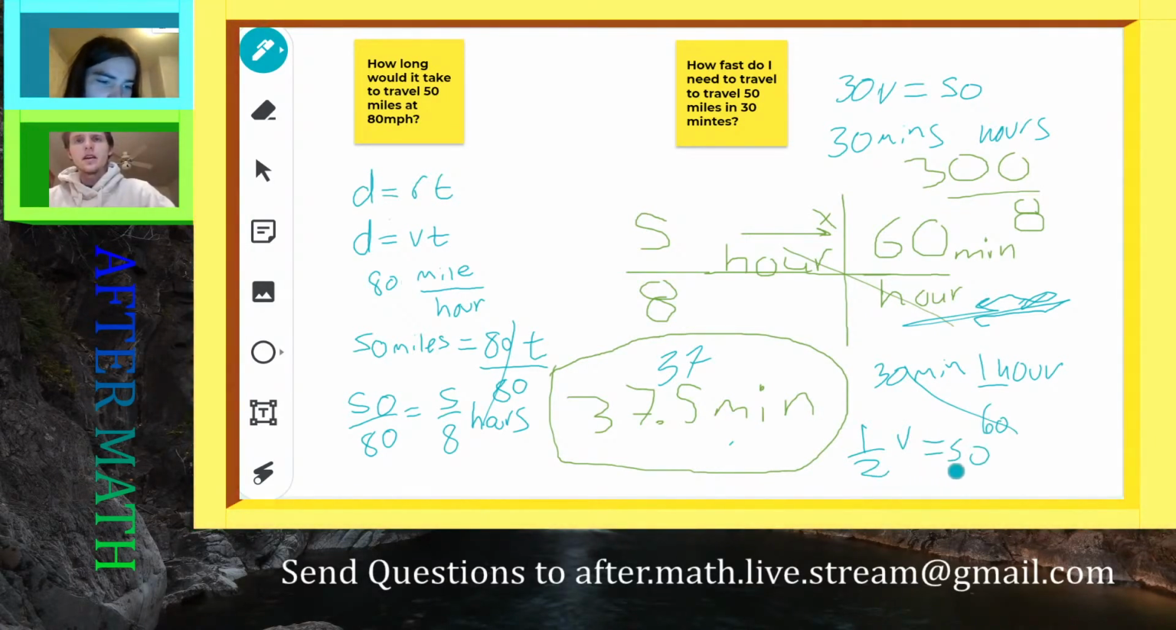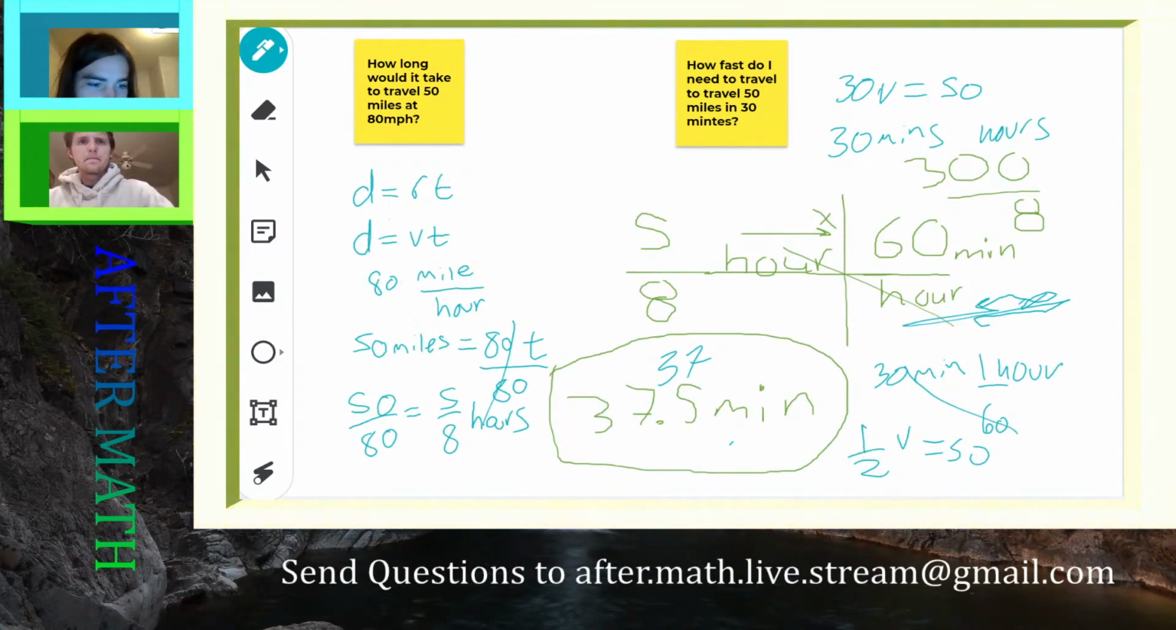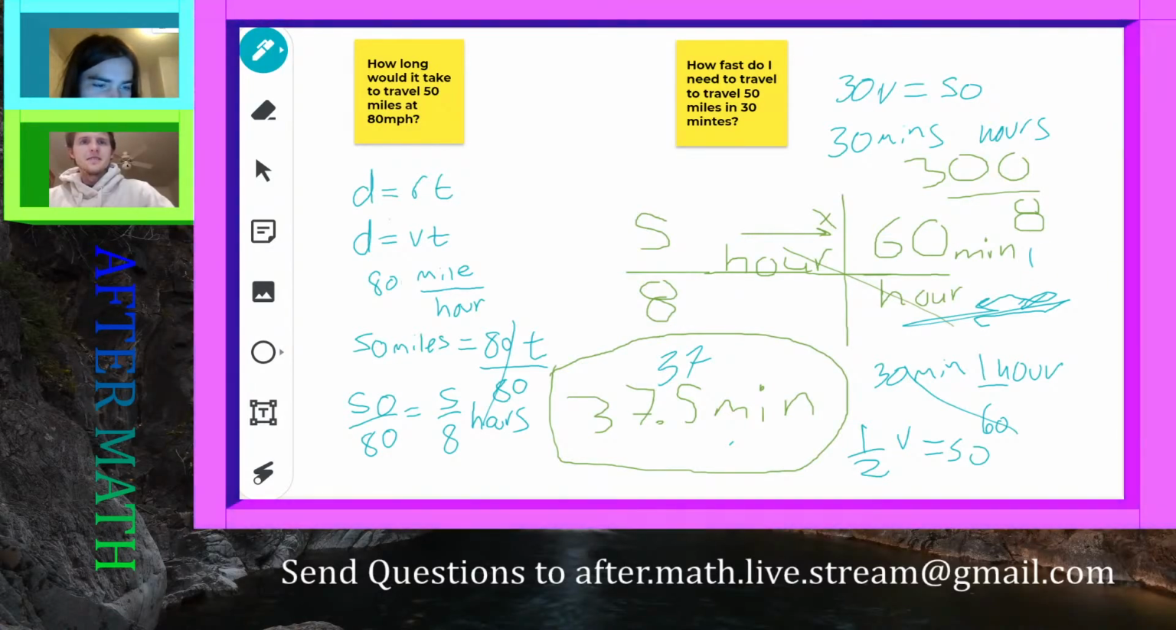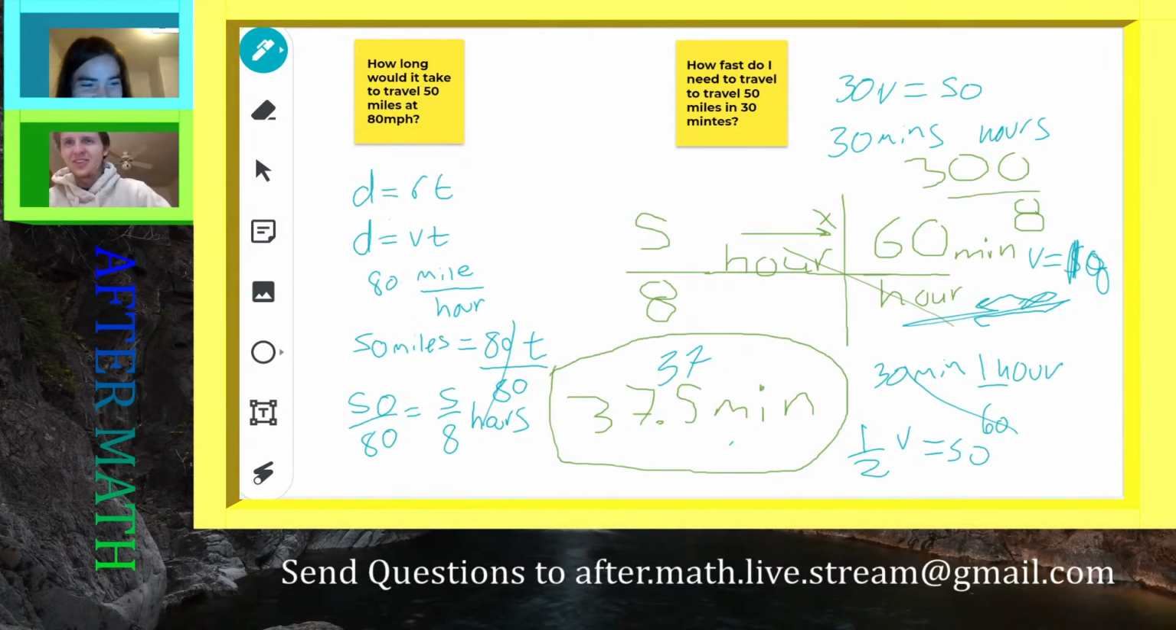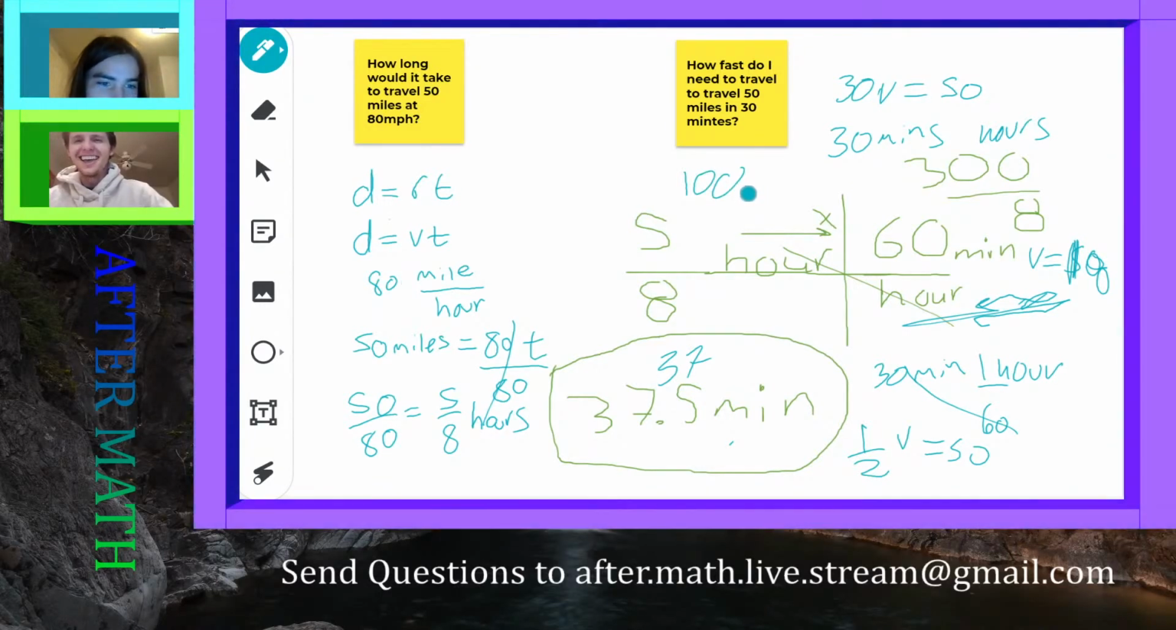Then we divide by 1/2 on either side, and you get v equals 100. It's not dollar signs, for all of you money greedy people out there. So it's 100 miles per hour.